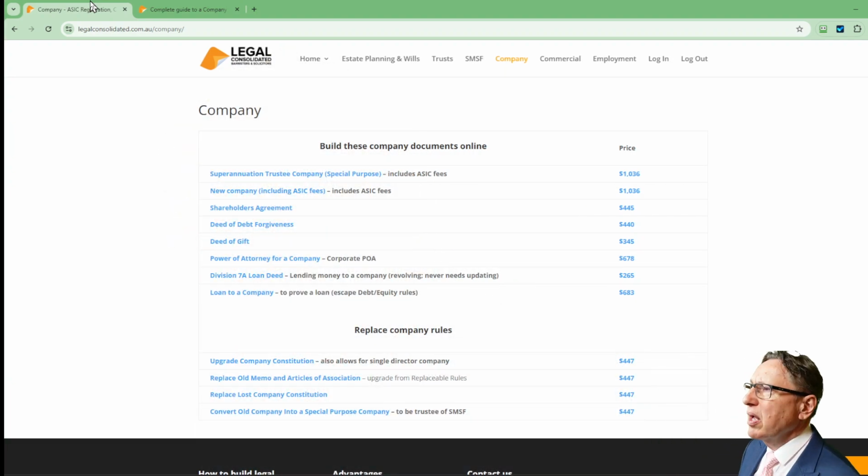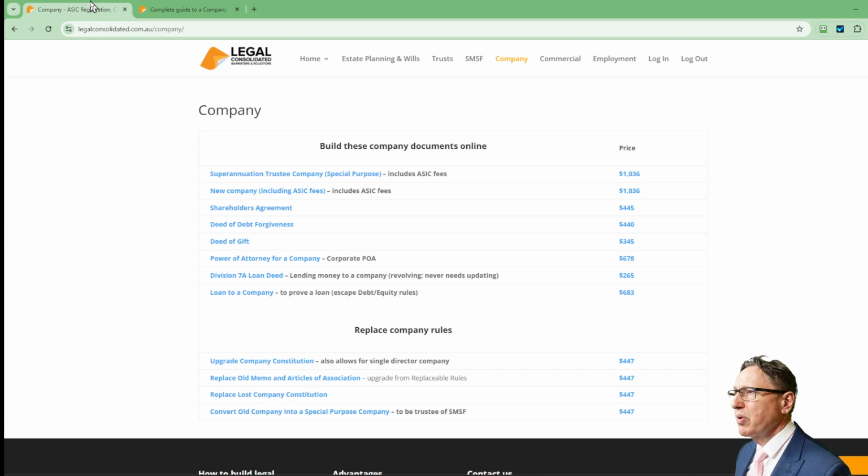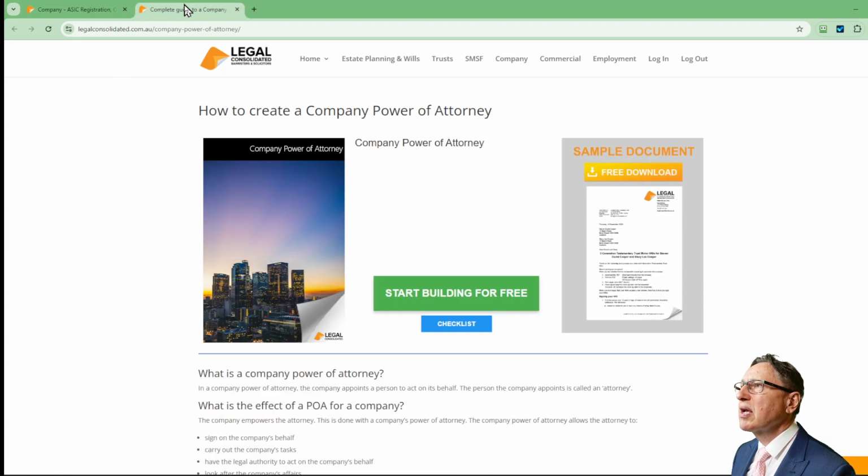There are many types of legal documents you can build on Legal Consolidated's website, such as shareholders agreements, deeds of gift, lots of company documents, and a Division 7A loan agreement if your company is owed money. Today we're doing a company power of attorney. So let's have a look at it.